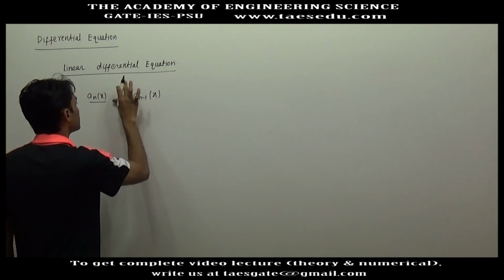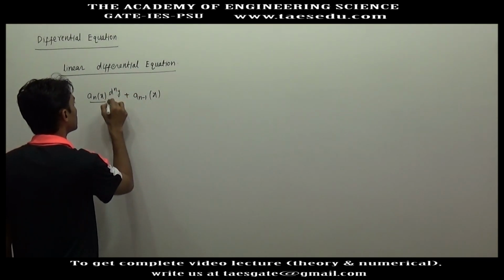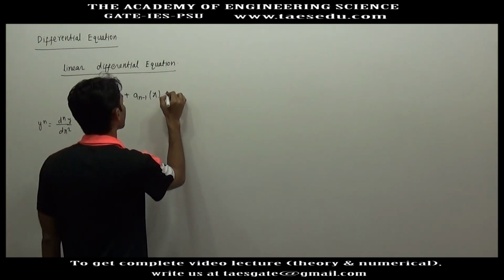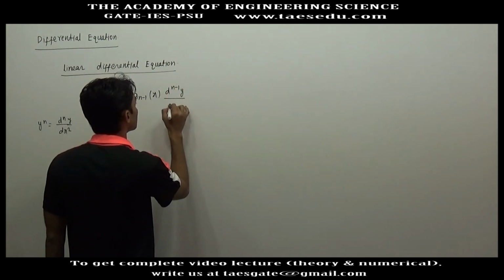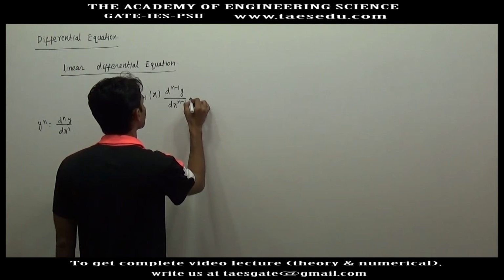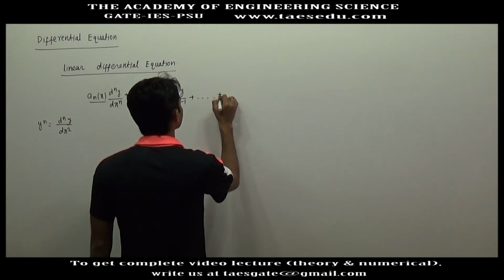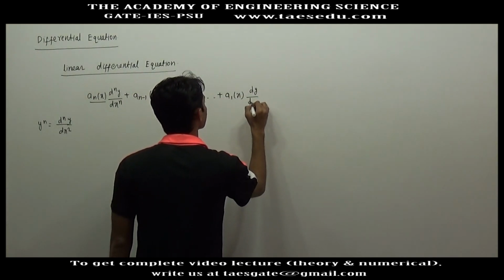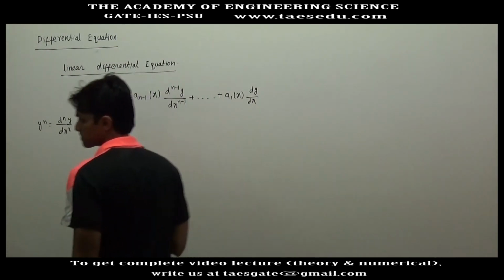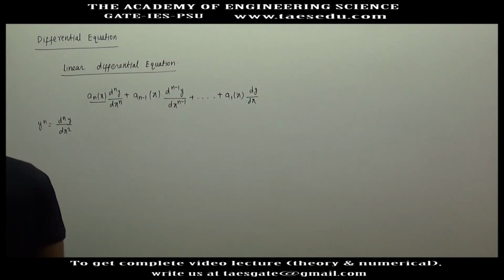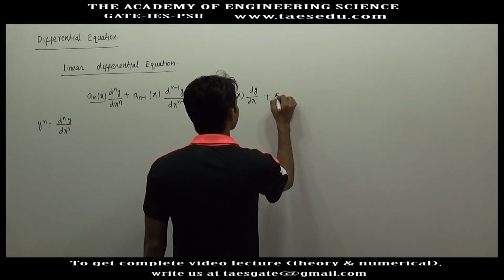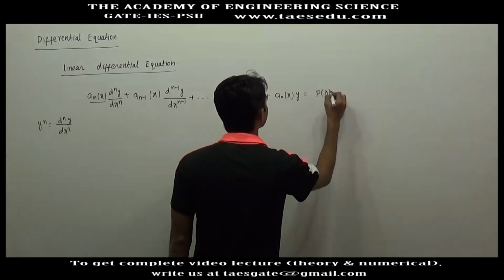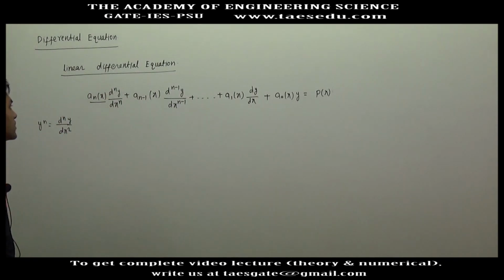Or better, I should write it as d^n y by dx^n. What is the order? Okay, let me first write the general form. d^(n-1) y by dx^(n-1) plus dot dot dot plus a1(x) dy by dx plus a0(x) into y is equal to... So this is the general form of a linear differential equation.